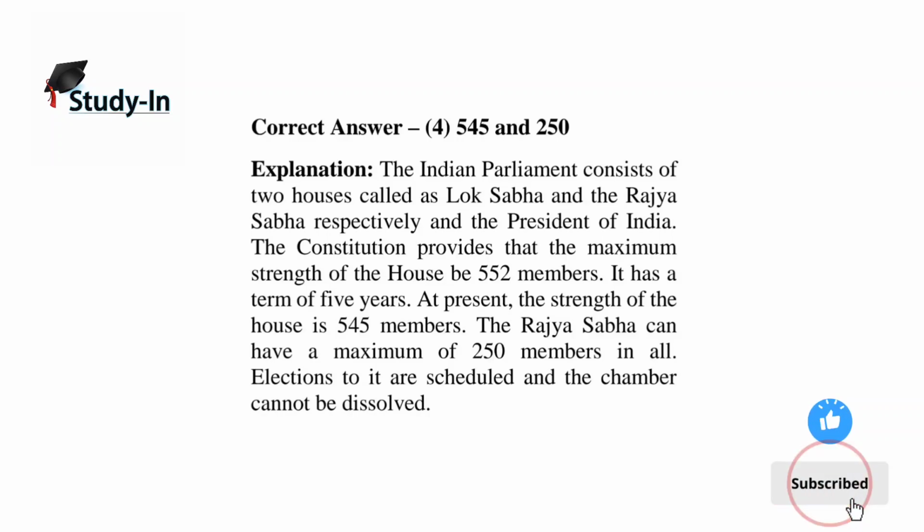The Indian Parliament consists of two houses called the Lok Sabha and the Rajya Sabha respectively, and the President of India. The Constitution provides that the maximum strength of the House be 552 members. It has a term of 5 years. At present, the strength of the House is 545 members. The Rajya Sabha can have a maximum of 250 members in all. Elections to it are not scheduled and the chamber cannot be dissolved.